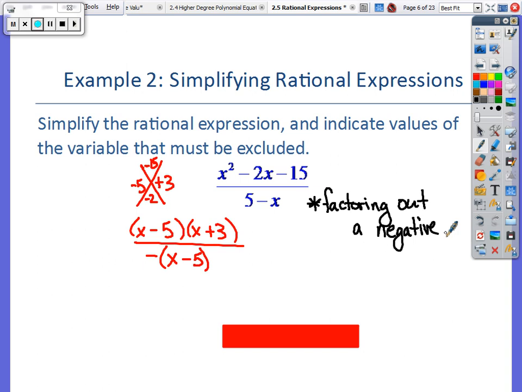Now, before we go any further, let's make sure to identify where it's undefined. I set the denominator equal to 0. So this is the denominator. You can set this one as well, but I'm going to set the factored one. And so what we have is the opposite of x minus 5. I set that equal to 0.